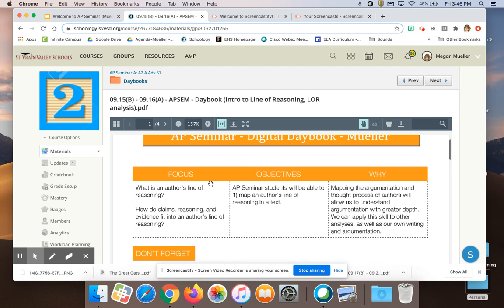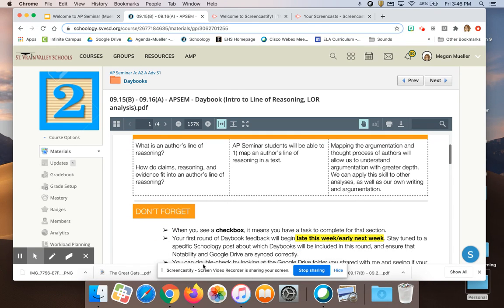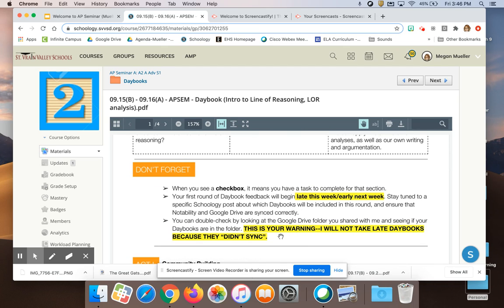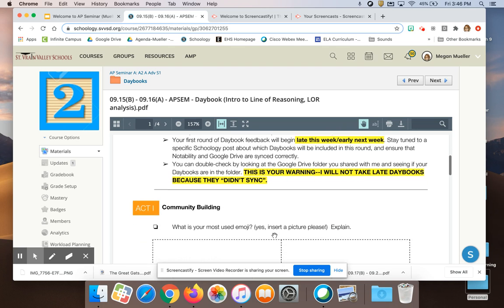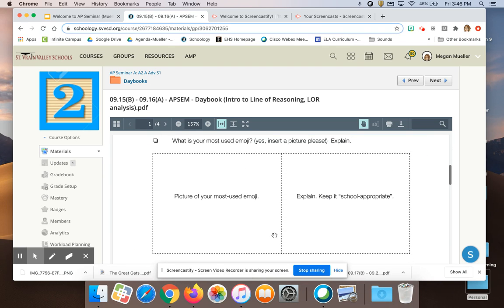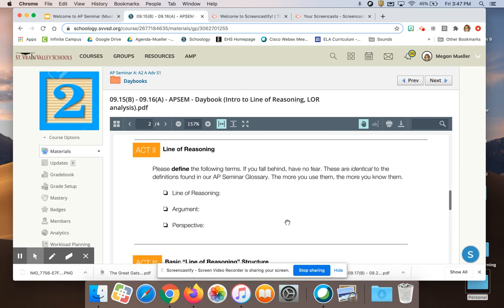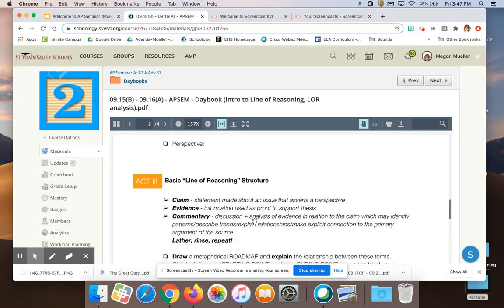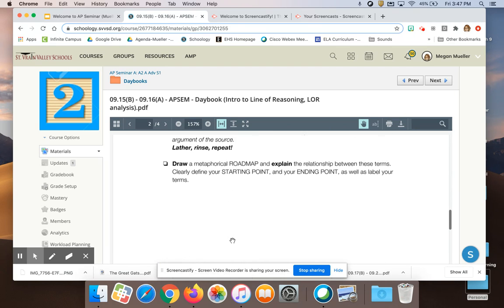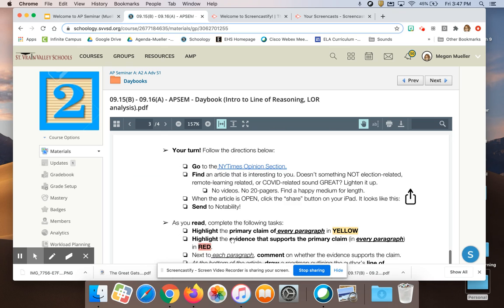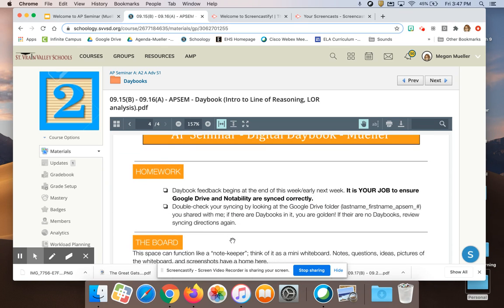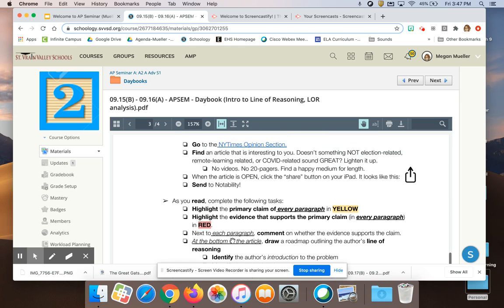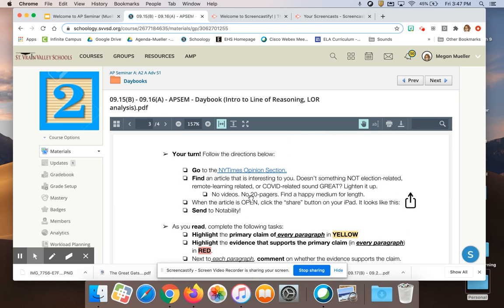All right, so the daybooks will always look the same. There will always be a focus for what we're going to be learning that day, our learning goal, why we're doing it. There's a don't forget section, which includes deadlines and upcoming work that they need to be aware of and keep on any personal calendars. And then it's divided into parts. Some of what we do is community building. Other things are vocabulary application. Other things are skill application by analyzing an argument. All of the work that they do is confined to this daybook. If there is anything that needs to go outside of the daybook, there will be a hyperlink that will give them explicit instructions.